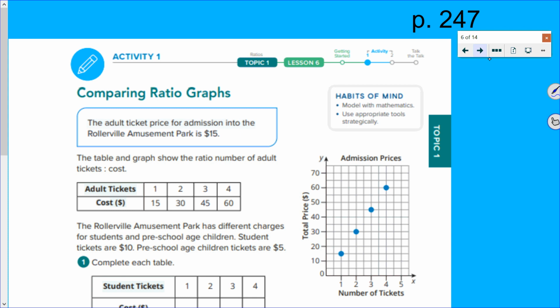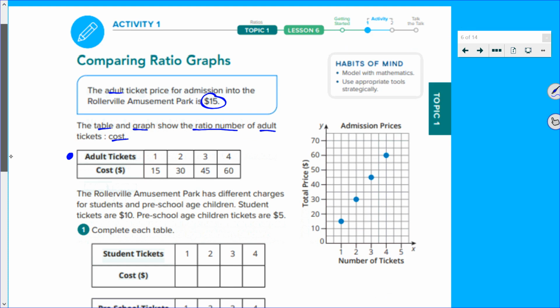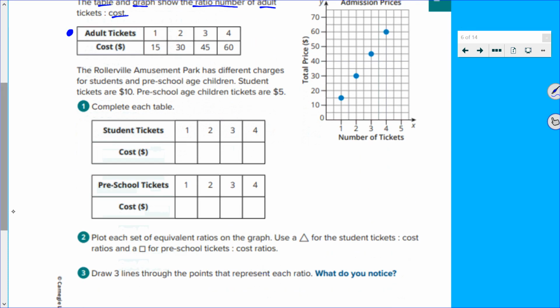Okay, 247. The adult ticket price is $15 for this amusement park. The table and graph show the ratio number of adult tickets to the cost. They gave you the whole table, and they plotted all of them on the graph. I'm going to give you guys a hint here. Those are the circles. That's the adult ticket prices. If you use a straight edge, you can actually draw a line through there.